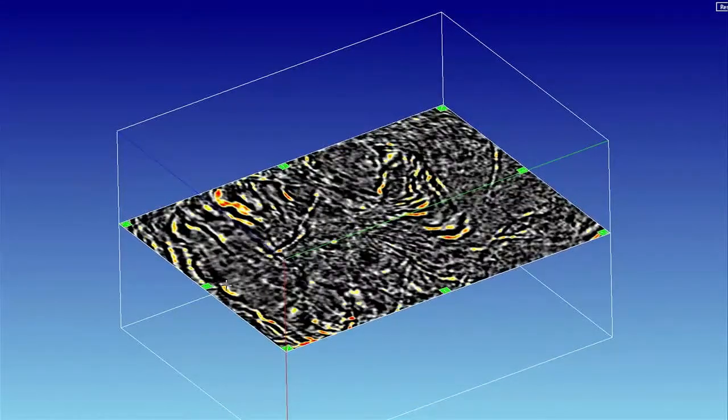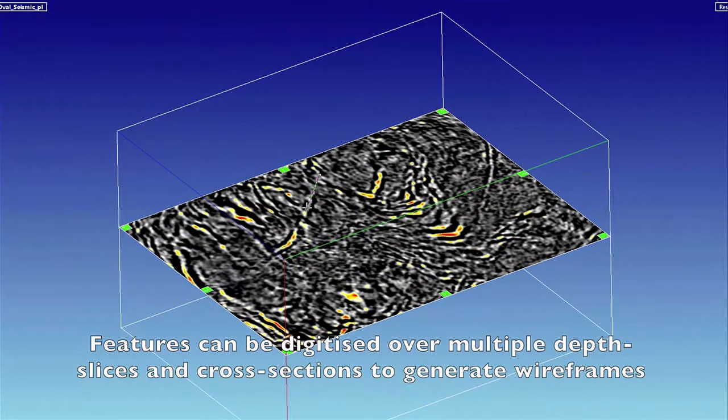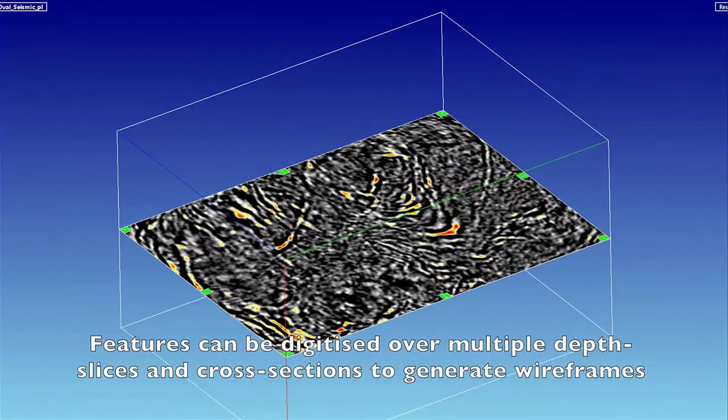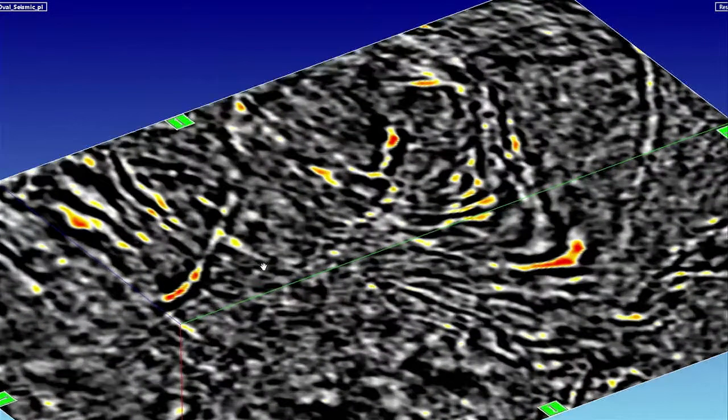The next thing that's going to be shown is just how to pick features in the seismic data, basically on multiple depth slices and cross sections, whatever view you want to use. We can build up picks and then put them all together to build up a wireframe. So you do that both on vertical and horizontal sections.